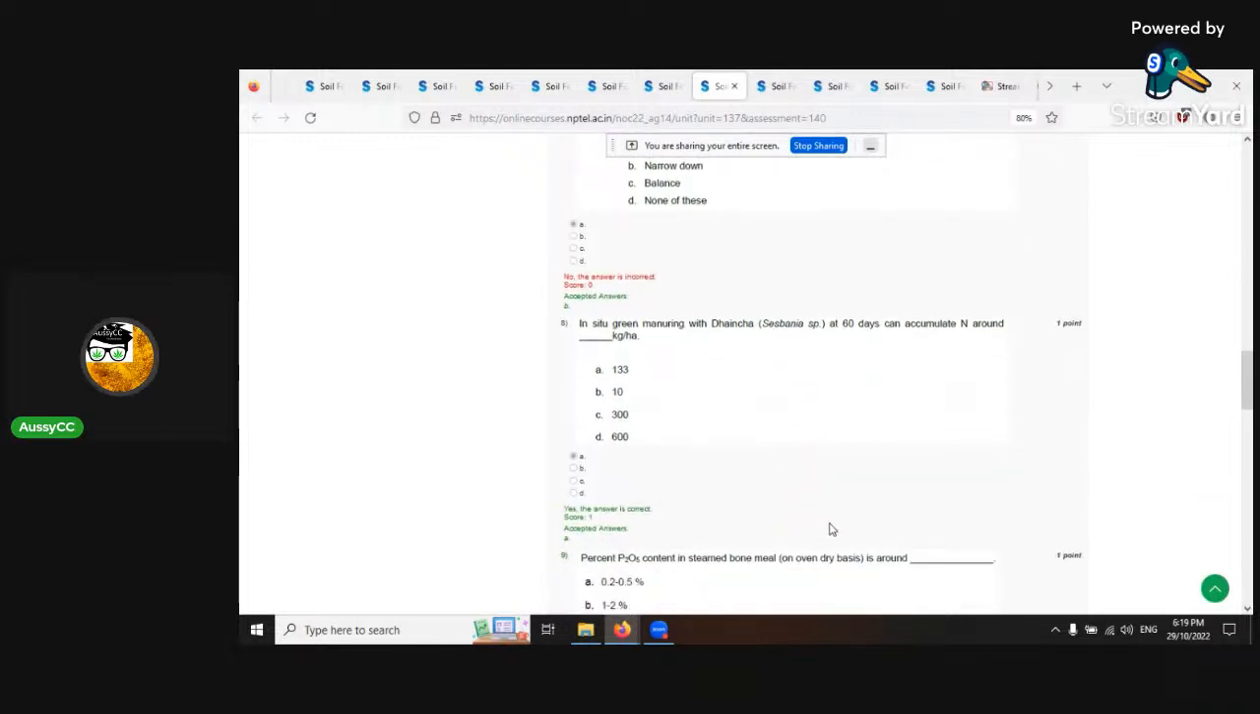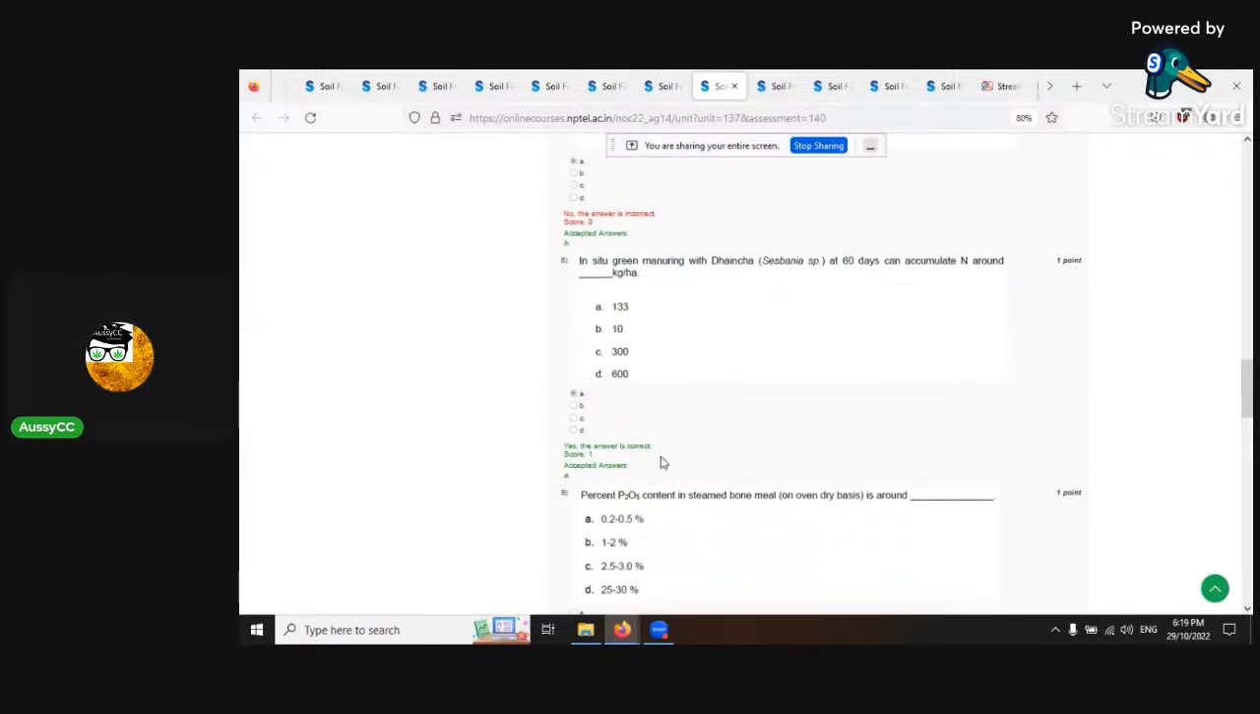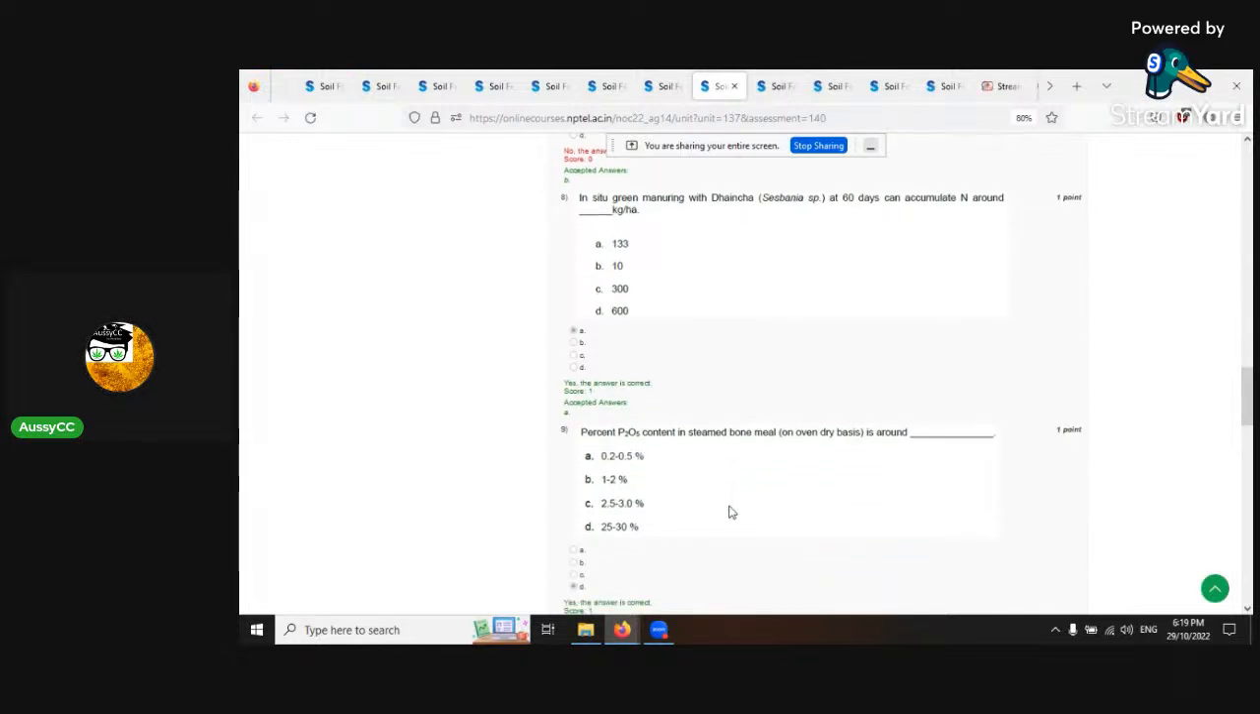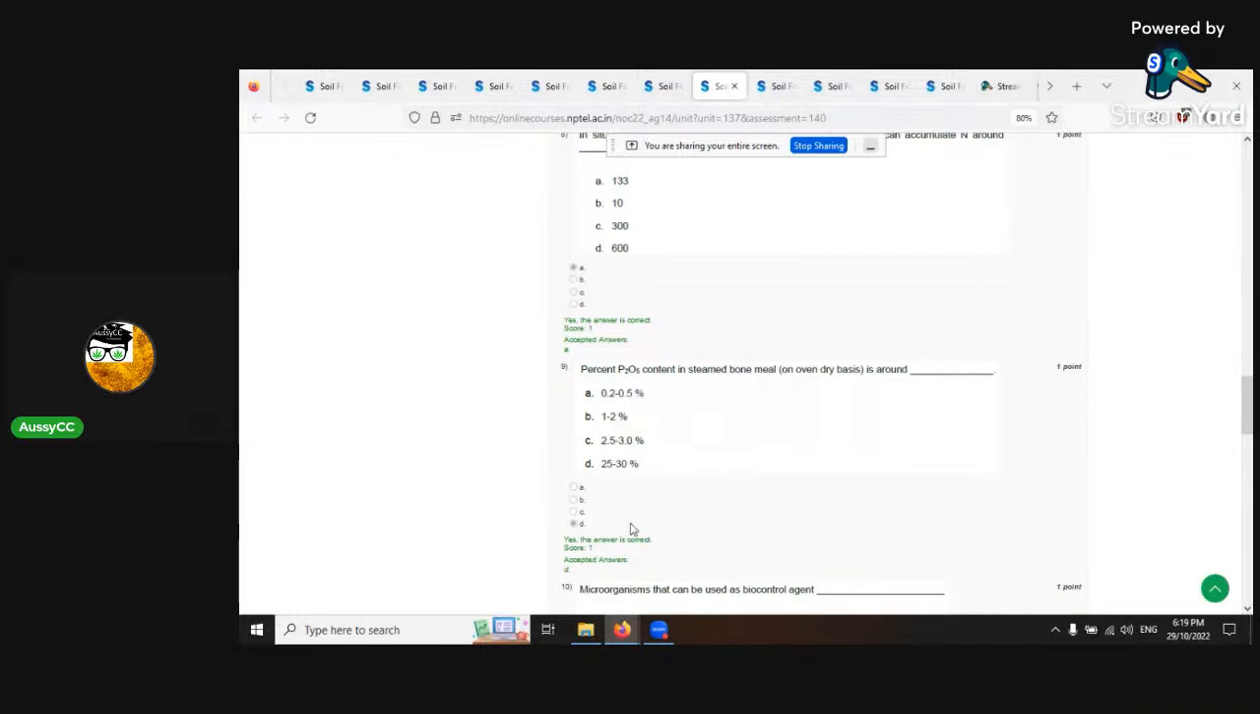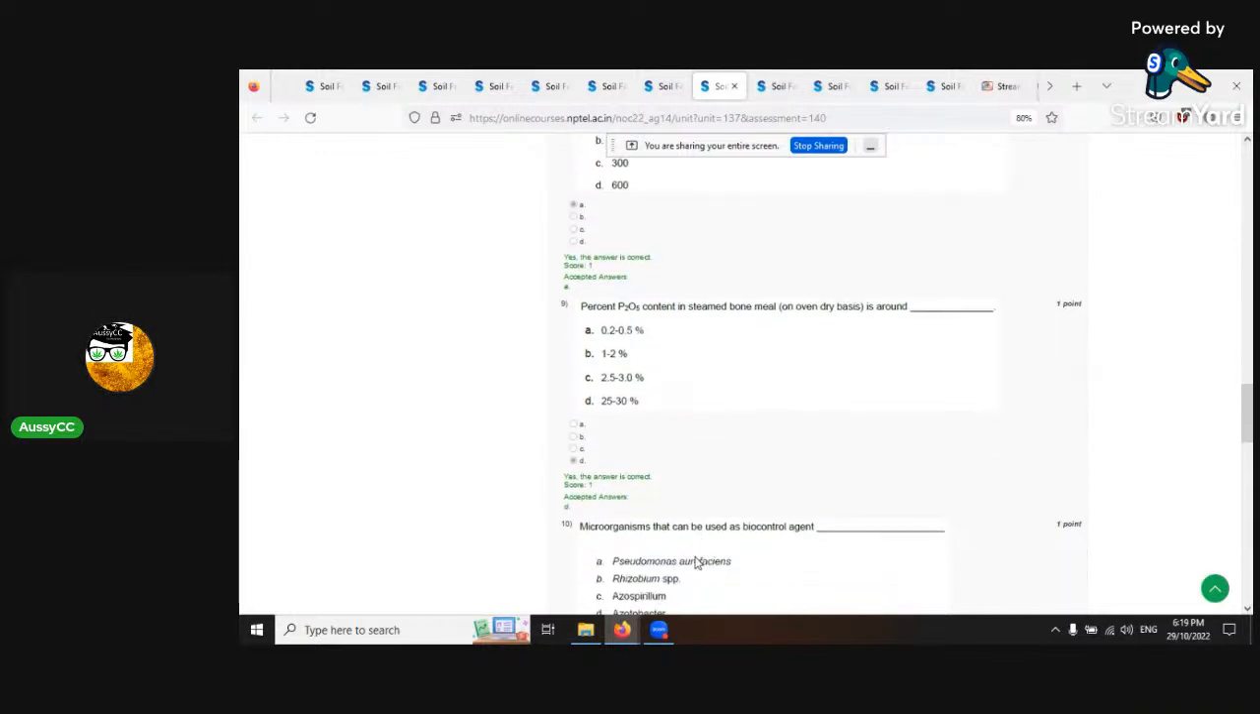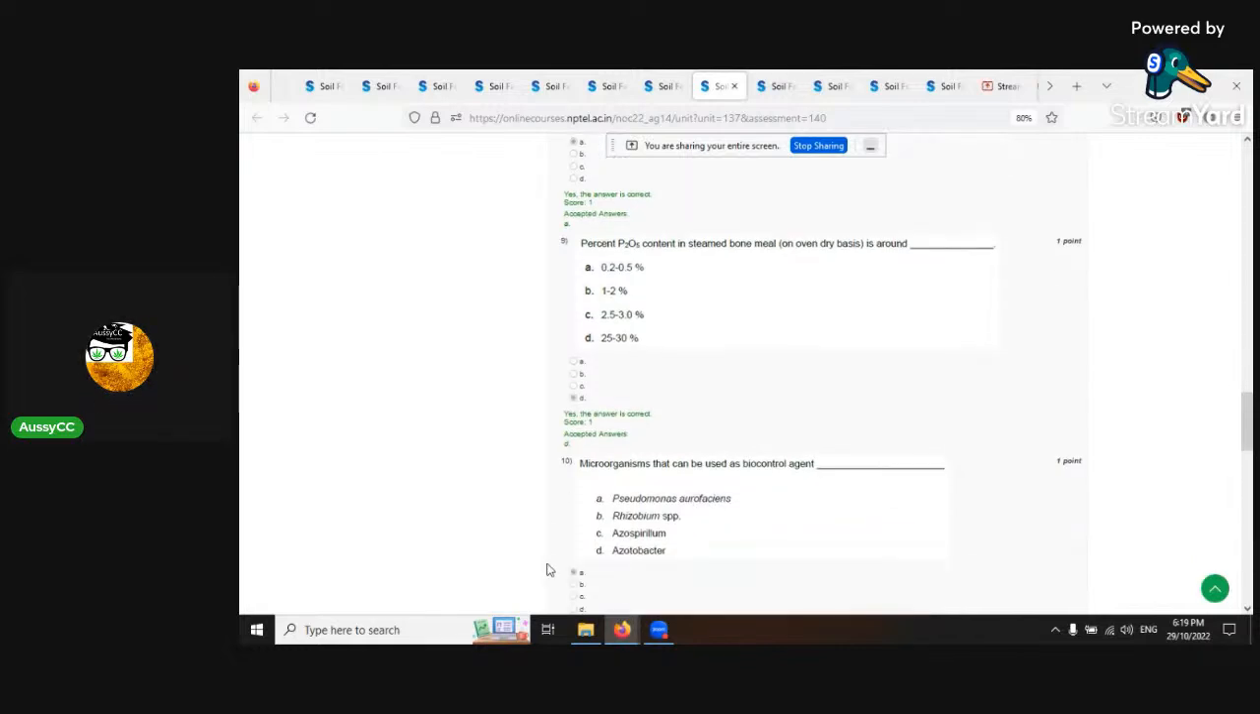The percent of P2O5 content in bone meal is 25. So that's what your phosphorus is, 25%. So save your things, grind them up, if you live on a farm. Microorganisms can be produced as a biocontrol agent. Yeah, they can. Like Pseudomonas fluorescens.